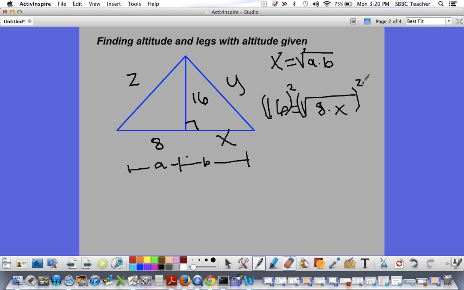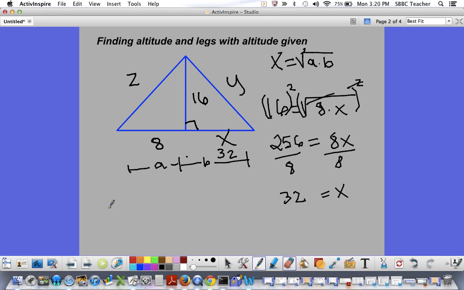The power of 2 cancels the radical. 16 squared is 256. The power only canceled the radical, so you're just left with what's inside. You divide by 8, and you get x equal to 32. So this part of the base is 32.